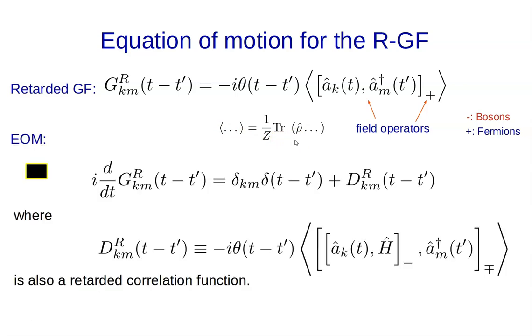So what we want to do is to calculate the so-called equation of motion for the Green's functions. We're going to show that if I take the derivative with respect to t, the later time, where t is larger than t prime, this is what I get. I get a delta function plus this other retarded correlation function, which I'm calling D. It's going to be like a retarded Green's function, but instead of the A_K operator, what enters here is the commutator of A_K with the Hamiltonian. All right, so let's go to the blackboard and see how we get this equation of motion.